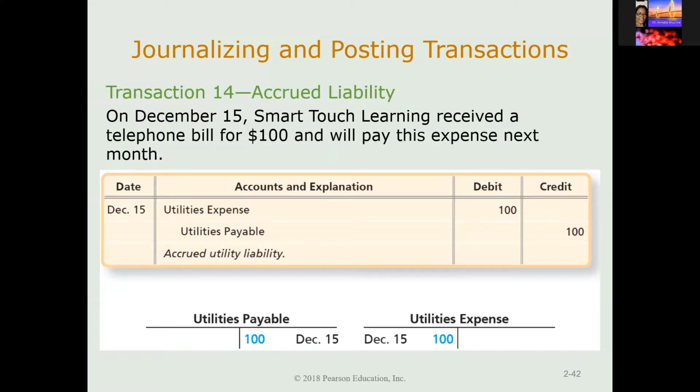Why is it accrued? Because this is an expense that will be paid later. They accrued it, but it's going to be paid later. So utilities payable is credited for $100 and utilities expense is debited for $100. Utilities payable increases with a credit and utility expense increases with a debit.